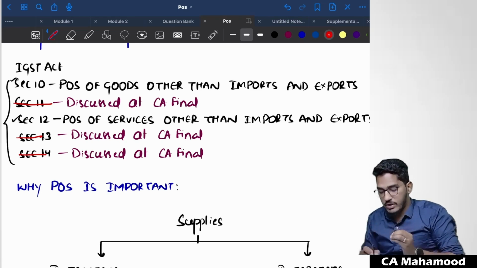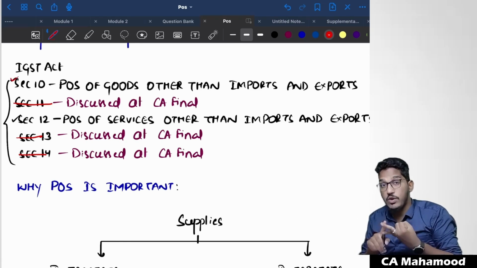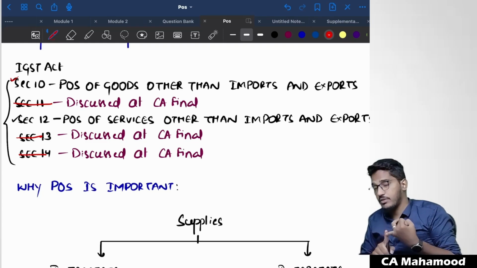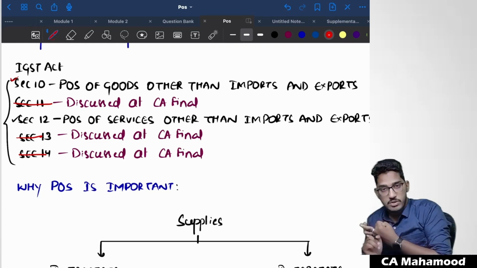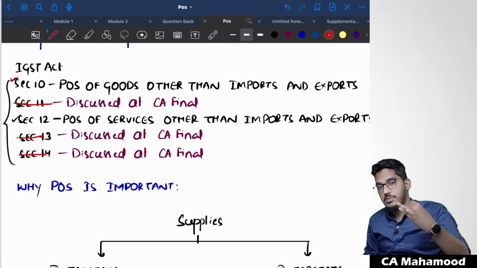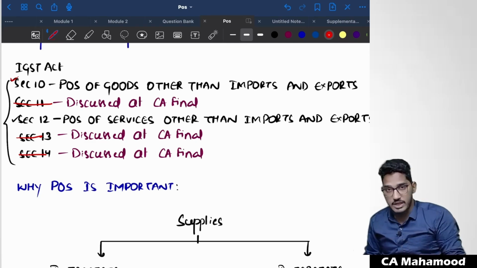So at the CA inter level, we are only going to talk about two things, section 10 and section 12 of the IGST Act. Section 10 talks about how to determine place of supply in case of supply of goods other than imports and exports. Section 12 is going to talk about how to determine place of supply in case of supply of services other than imports and exports.